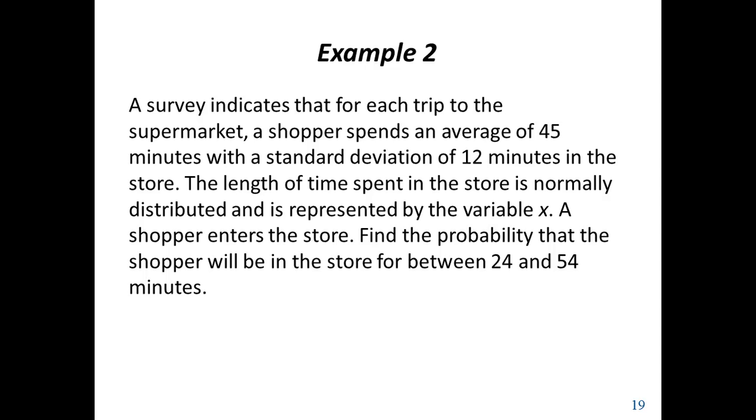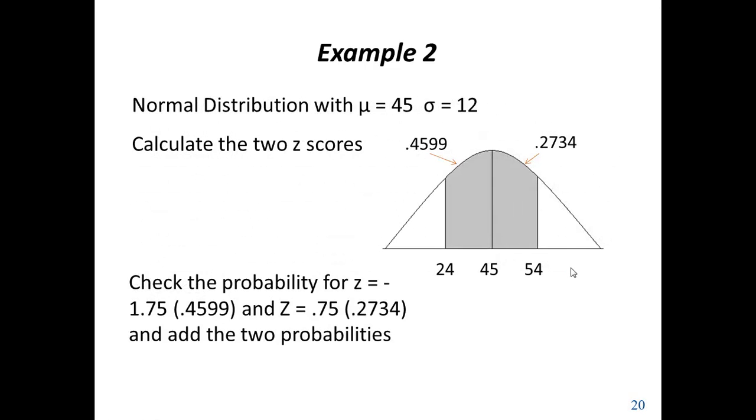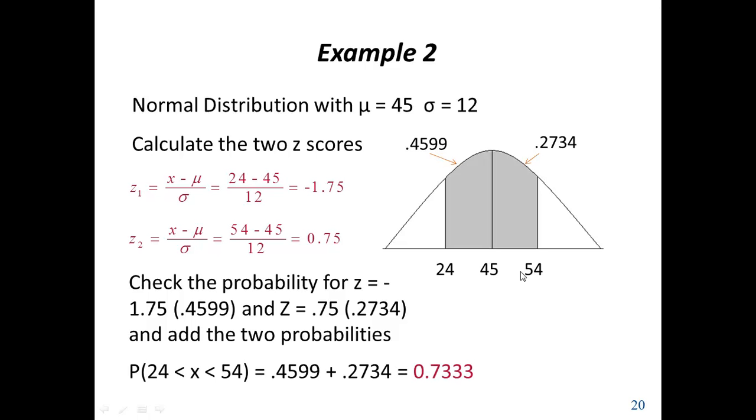Next example, the mean is 45, the standard deviation is 12, and then you look between 24 and 54. The mean is inside the area. So in this case we have to calculate two z-scores, between 24 and 45, and then between 45 and 54. The first z-score is -1.75, the second is +0.75. So we figure out the probabilities, and then the mean is inside the area, so we add the two probabilities, and this is going to be the answer, 0.7333.